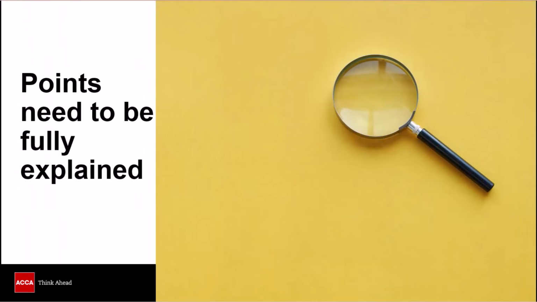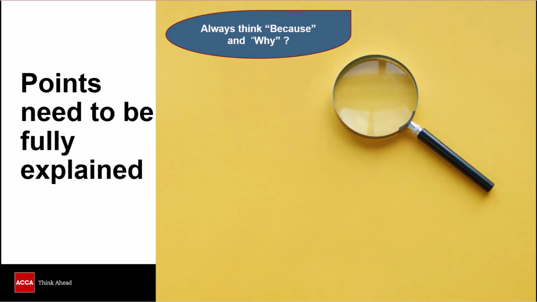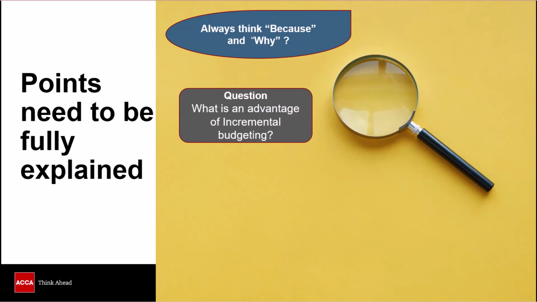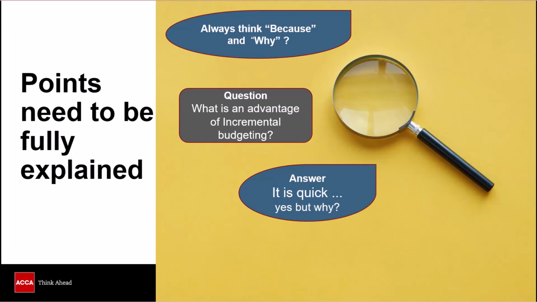So here I have an example from the performance management syllabus. Points need to be fully explained. Always think because and why. So a question that you may get in the performance management exam is: what is an advantage of incremental budgeting? Well, we could make a statement which says, it is quick. That is a correct statement. It is quick. But we haven't explained it, so it gets no marks.